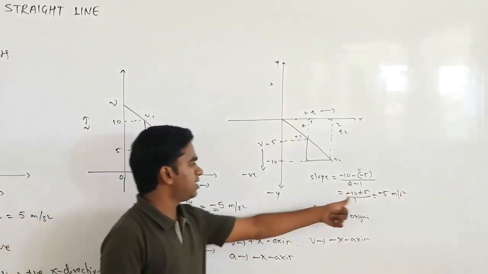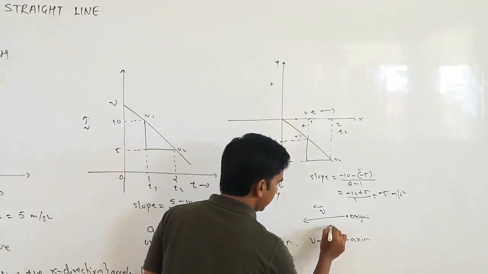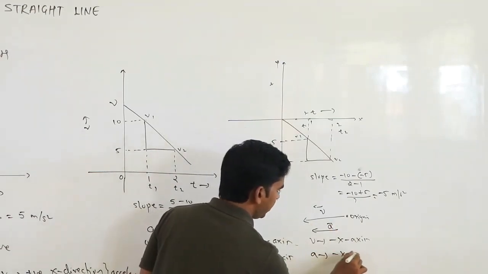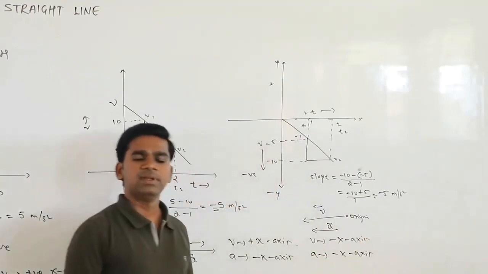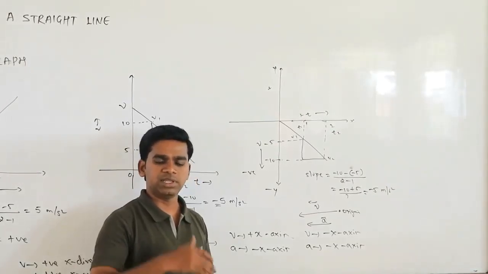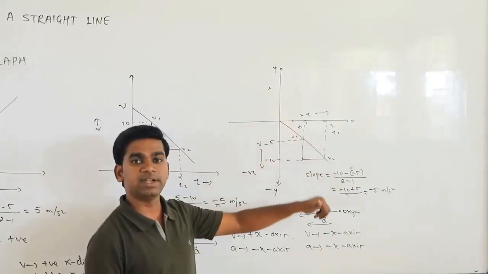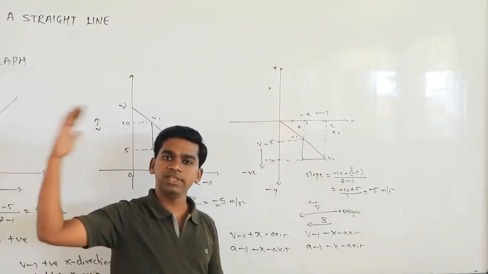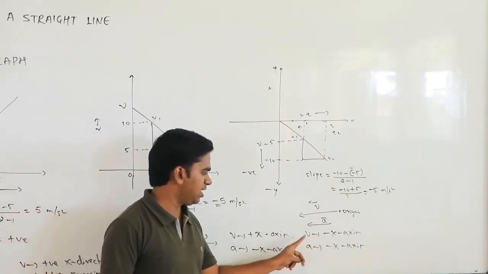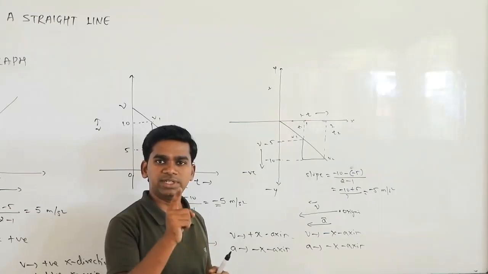So here acceleration is also negative. That means acceleration is also in this direction only, along the negative x axis. Both are along the negative x axis, so again the velocity of the body is increasing, but the direction is along the negative x axis. Whenever V and A have the same sign, velocity is increasing. When they have opposite sign, velocity is decreasing.